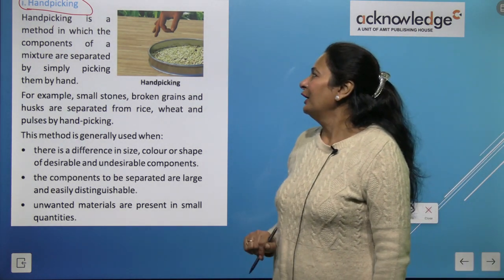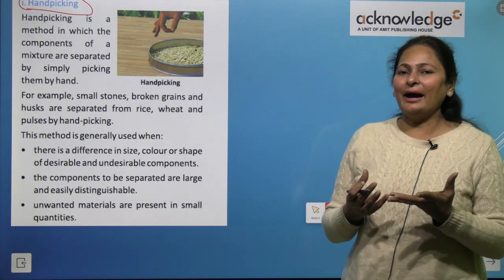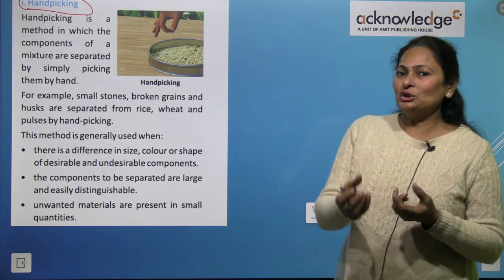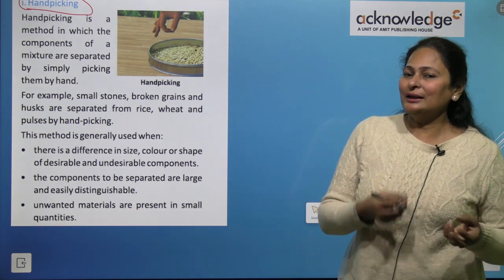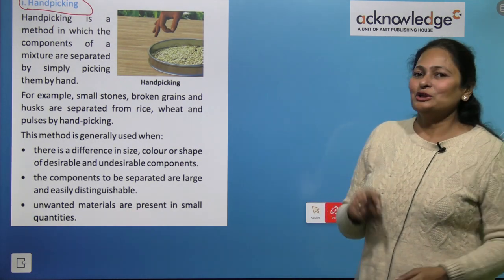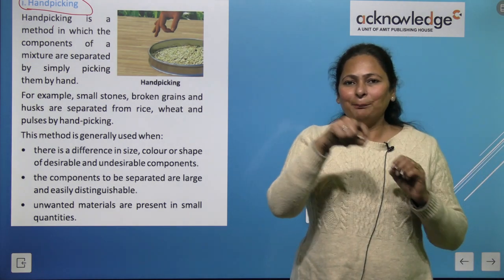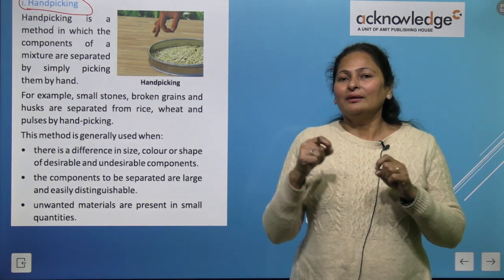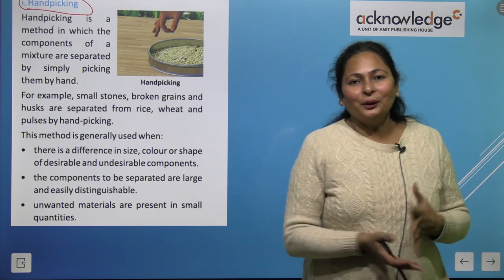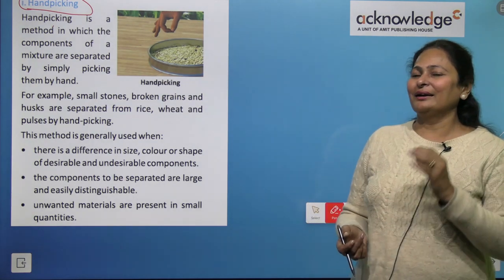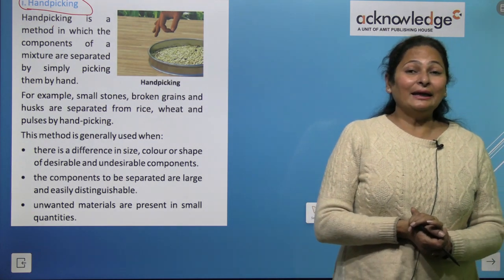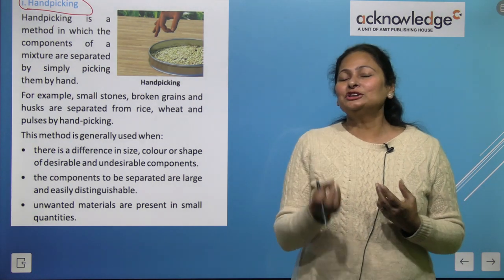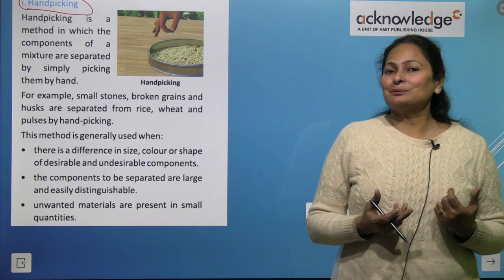In this picture, you can see the rice. Some stones are mixed with rice or with pulses. So what we are doing? We are separating, we are picking these impurities and throwing them out. But there are certain conditions by which we can apply this method.